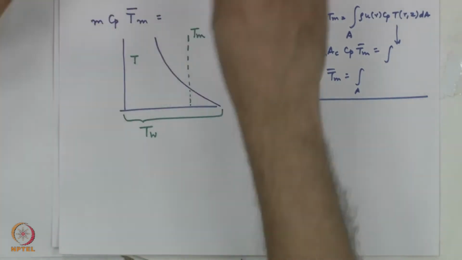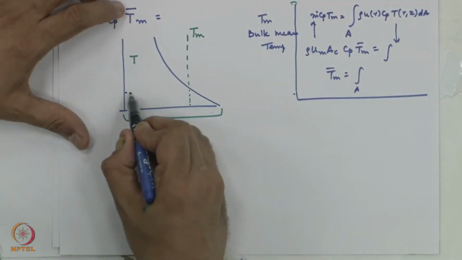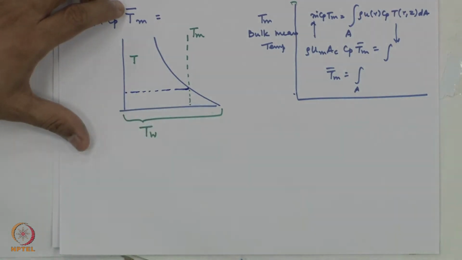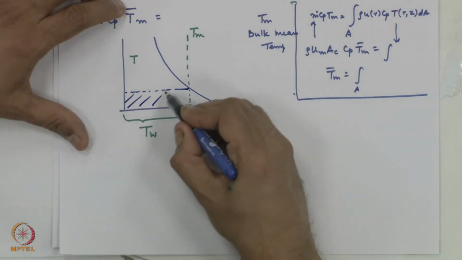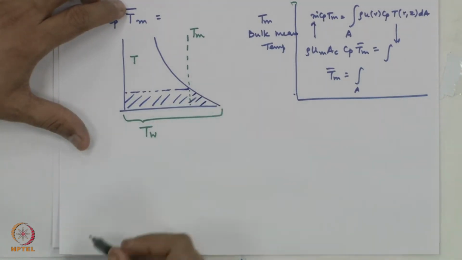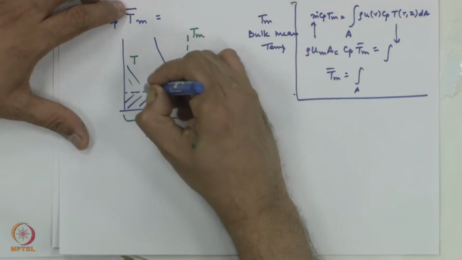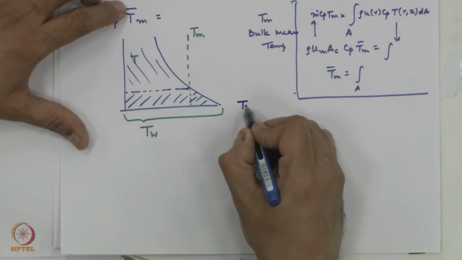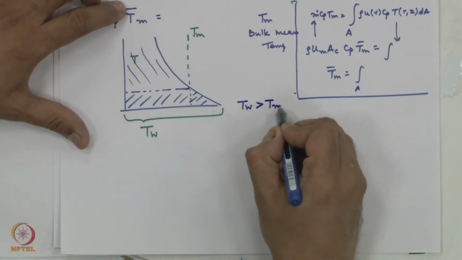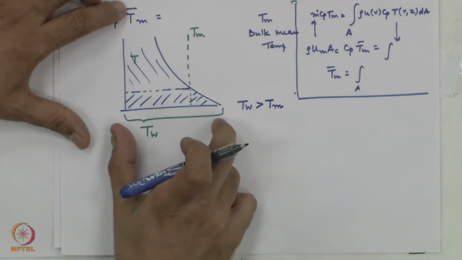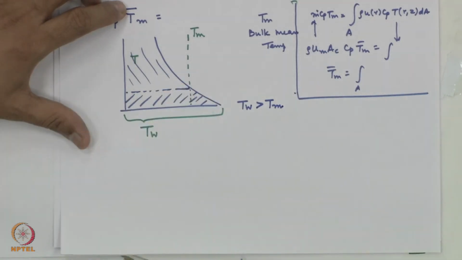So, what do I see? I see a line which corresponds to T is equal to T bulk mean, and this portion of the fluid is going to be at a temperature greater than T bulk mean. This portion of the fluid is at a temperature lower than T bulk mean, right. So, the T wall is going to be greater than T bulk mean. Is that a fair statement? You can see this is going to be T wall, T bulk mean is here.